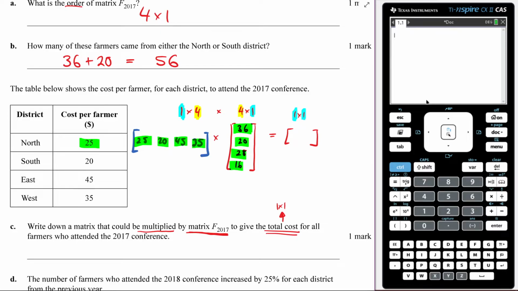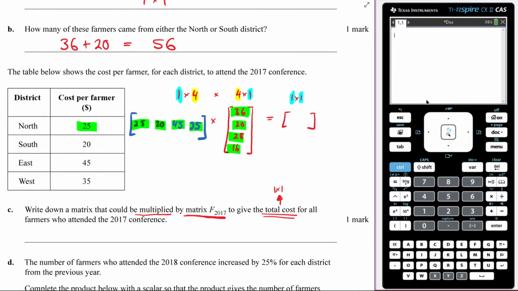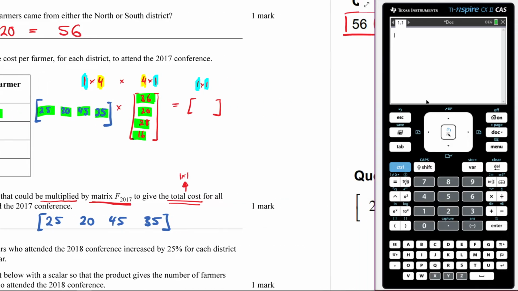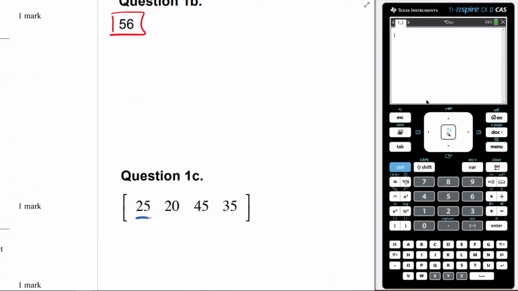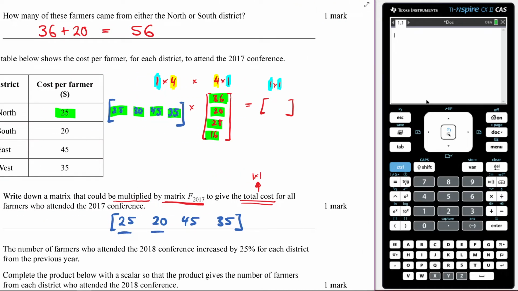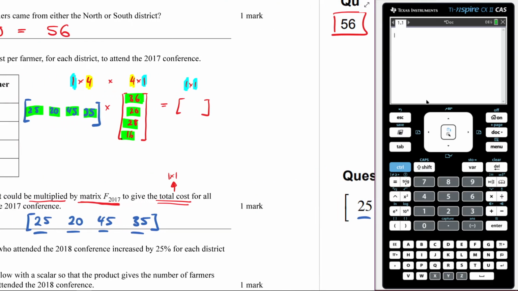Now, to answer this question quickly, this right here is our answer. You don't have to chuck this into the calculator. You know how this works. You know that our answer is going to be 25, 20, 45, 35, just like that. You could quickly do that and move on to the next one. And just to double check this, sure enough, 25, 20, 45, 35. That is what the examiners have written. You do not need to chuck it in the calculator. You can just write that immediately.